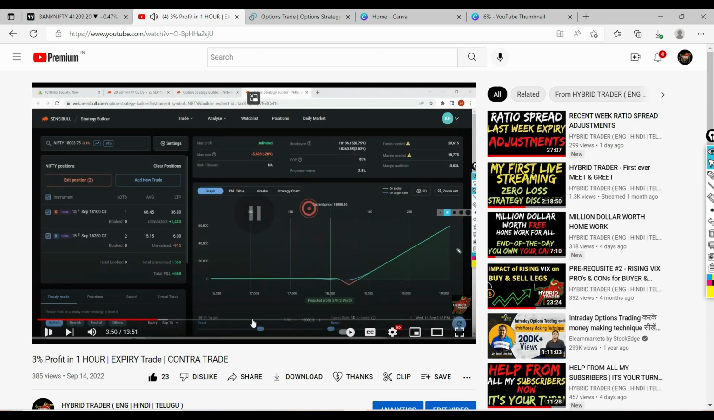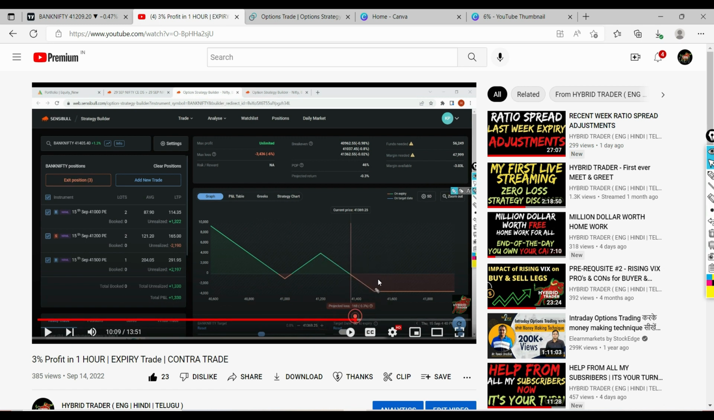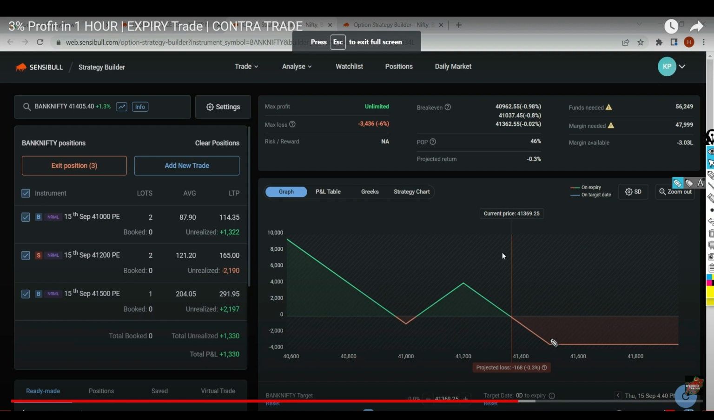This was the trade. One second, where is the trade? This was the trade that I've deployed. This was a contra trade. Basically what I meant to say is that Bank Nifty and Nifty were contra trades. I've explained the entire logic in this video, so I would recommend you watch it. This was my original trade.